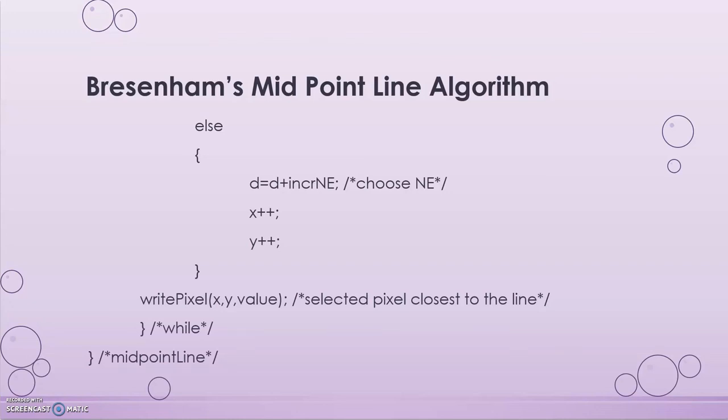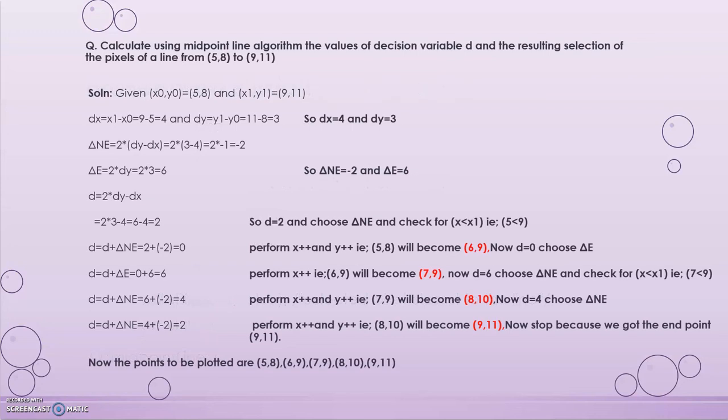Okay, this is the algorithm for Bresenham's midpoint line algorithm. Now I'll show a simple problem on how to calculate pixels for a line using the midpoint line algorithm. See, this is the question. Calculate using midpoint line algorithm the values of decision variable d and the resulting selection of the pixels of a line from 5, 8 to 9, 11.